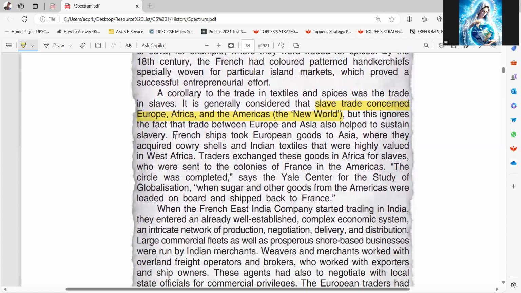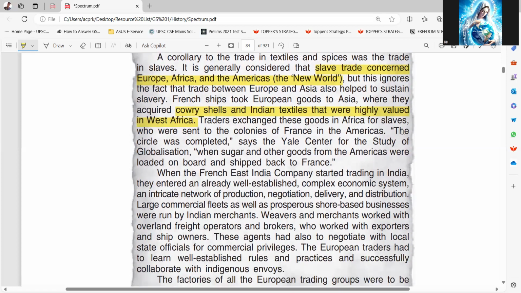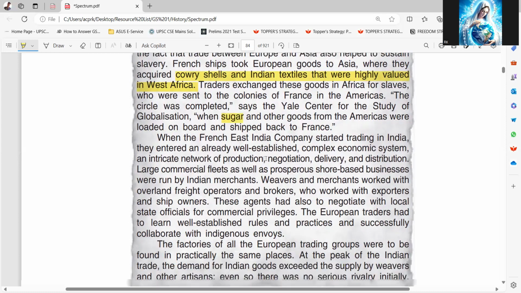French ships took European goods to Asia, where they acquired cowrie shells and Indian textiles that were highly valued in West Africa. Their traders exchanged these goods in Africa for slaves who were sent to the colonies of France in the Americas. The circle was completed, says the Yale Center for the Study of Globalization, when sugar and other goods from the Americas were loaded on board and shipped back to France.